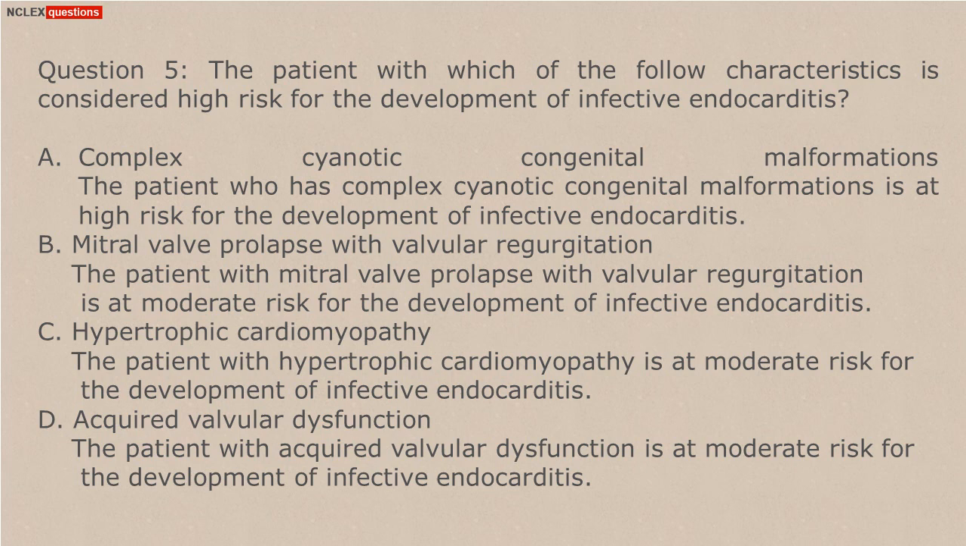The patient with mitral valve prolapse with valvular regurgitation is at moderate risk for the development of infective endocarditis. C. Hypertrophic cardiomyopathy. The patient with hypertrophic cardiomyopathy is at moderate risk for the development of infective endocarditis. D. Acquired valvular dysfunction. The patient with acquired valvular dysfunction is at moderate risk for the development of infective endocarditis. Answer A.